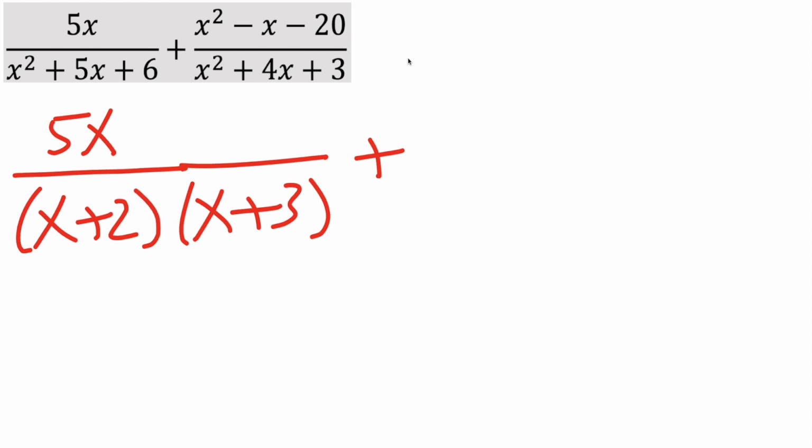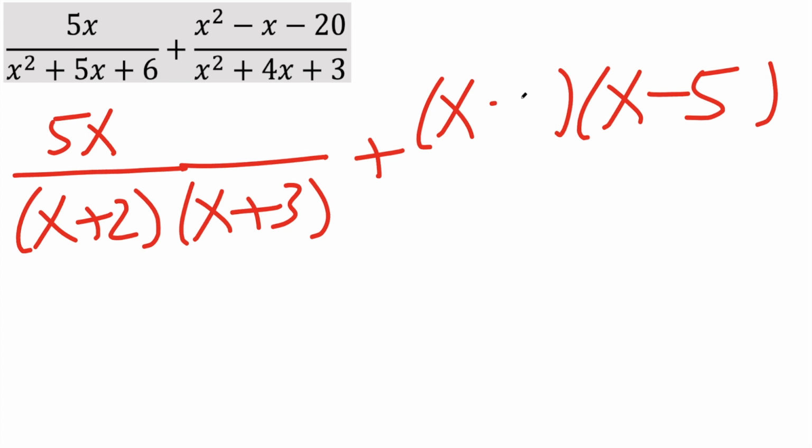We have an addition sign. Now we have to factor this numerator. So x(x )(x ). What two numbers multiply to give us negative 20, but add to give us negative 1? So that would be negative 5 and 4. Again, 4 times negative 5 is negative 20. 4 minus 5 is negative 1.